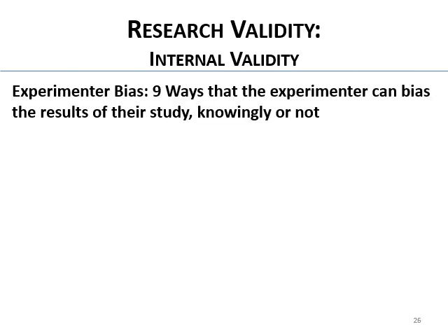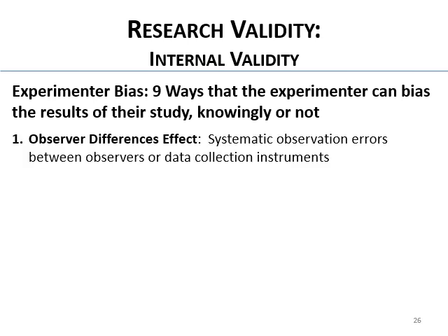So the final topic for internal validity is experimenter bias. And this is ways that you, the experimenter, can mess up the findings of your own study, again, intentionally or not. So one not so obvious one is observer differences effects. And this is just systematic differences in the errors made between observers. So this occurs when you've got different observers or different data collectors or different data collection instruments in your study, and they just differ from each other.